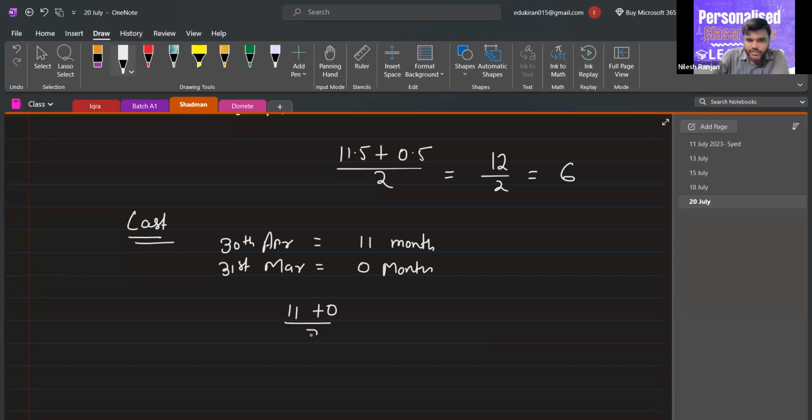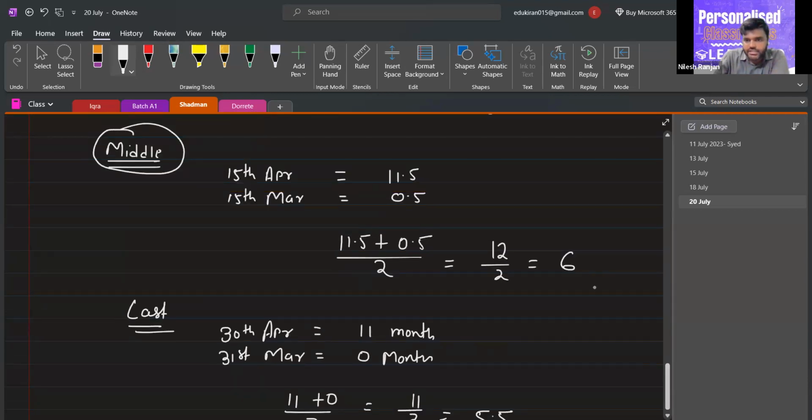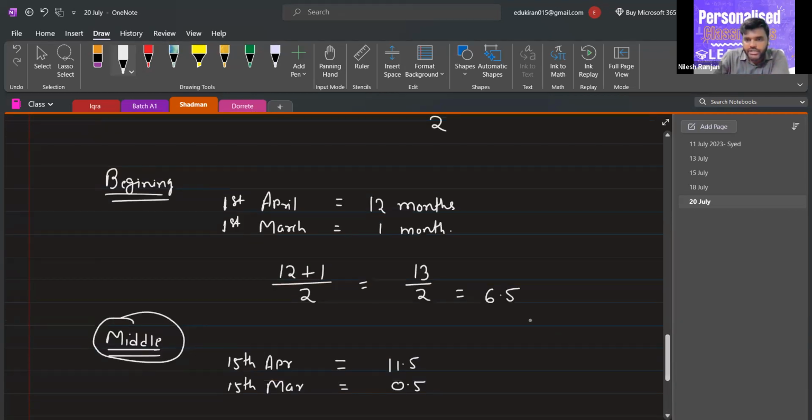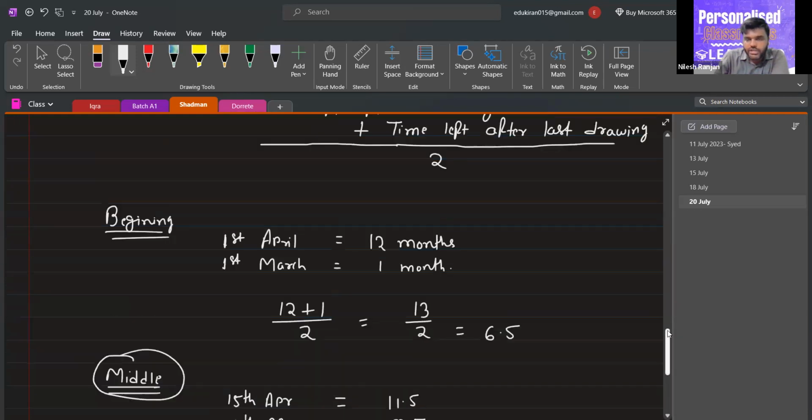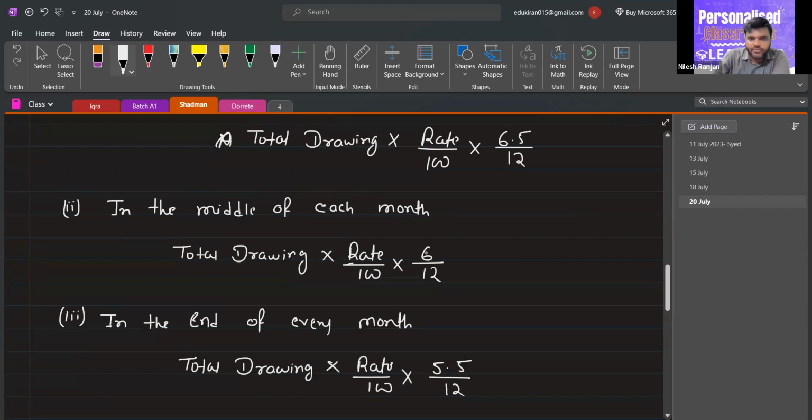11 plus 0 divided by 2. So it is 11 divided by 2. It is 5.5. So you can see 5.5 here, 6 here in the middle, and in the beginning it is 6.5. So we are using this sum here. 6.5, 6, and 5.5. Okay.